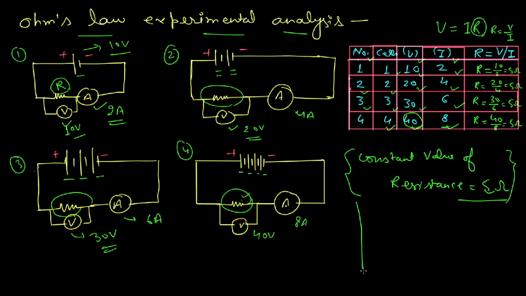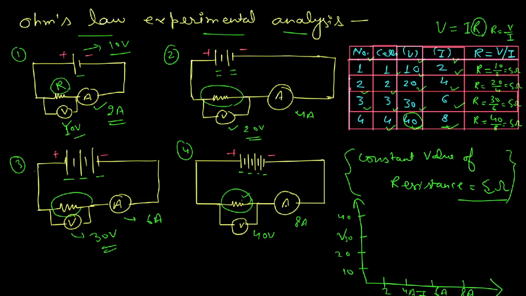If we draw the VI graph in this case, it is V and I. Here I have used V as 10 volt first, second 20, third 30, and fourth 40 volt. Similarly the current is 2 ampere at the start, in the second it is 4 ampere, in the third 6 ampere, and in the fourth 8 ampere.